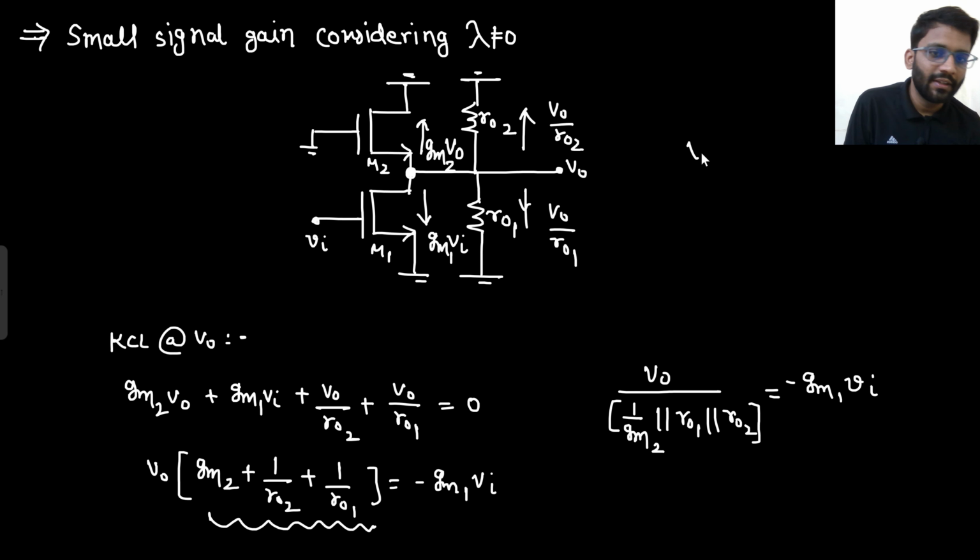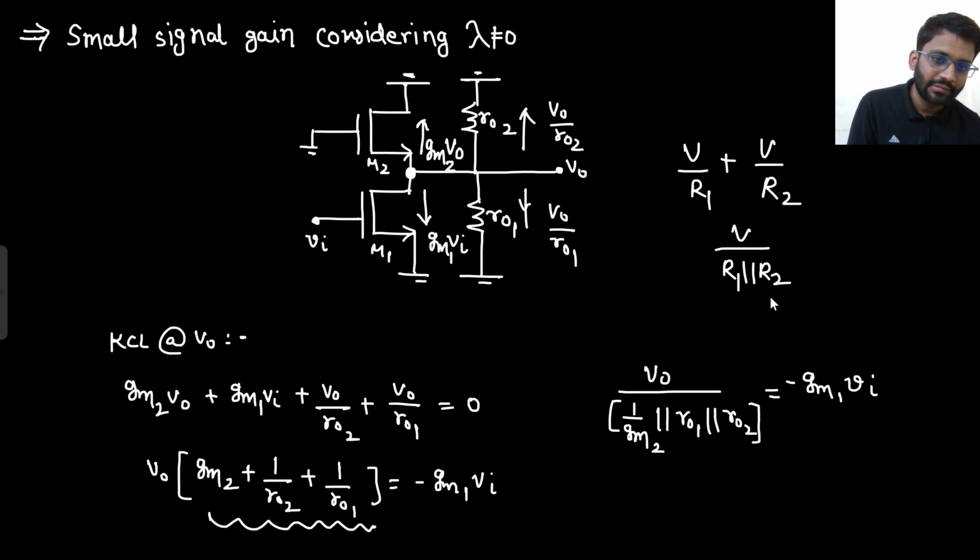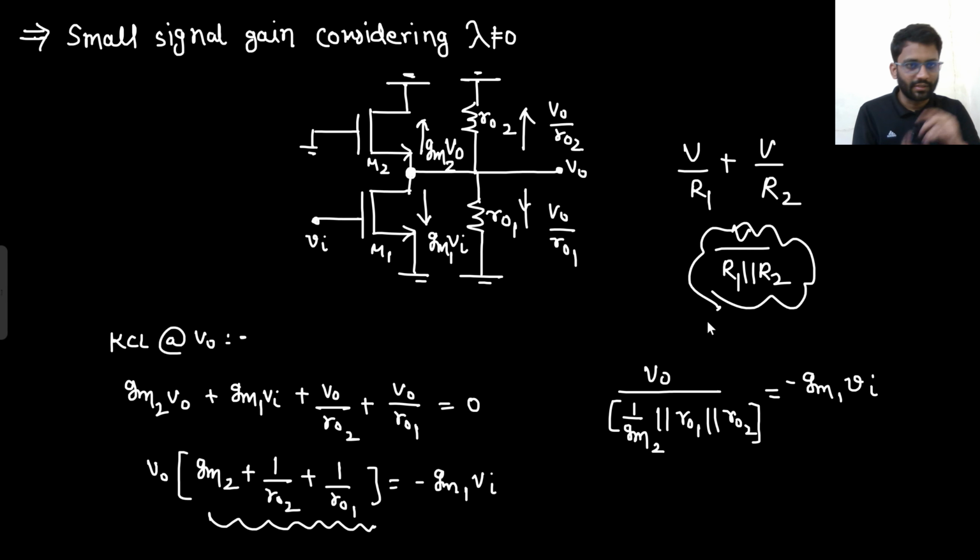I told you one thing: V by R1 plus V by R2. I told you in the previous lecture only, right? If there are two resistances written like this, V by R1 plus V by R2, what you can write is V by R1 parallel R2. Right? This is what you can write.